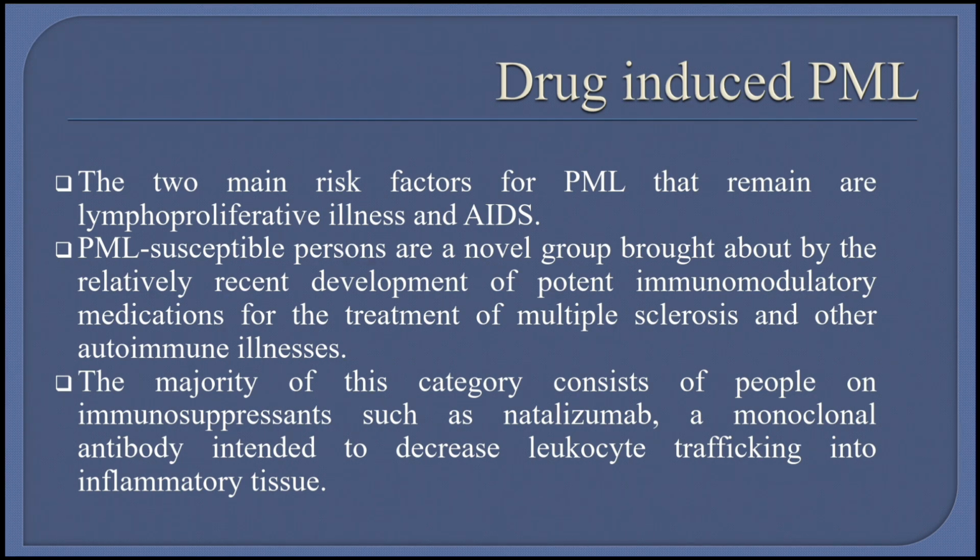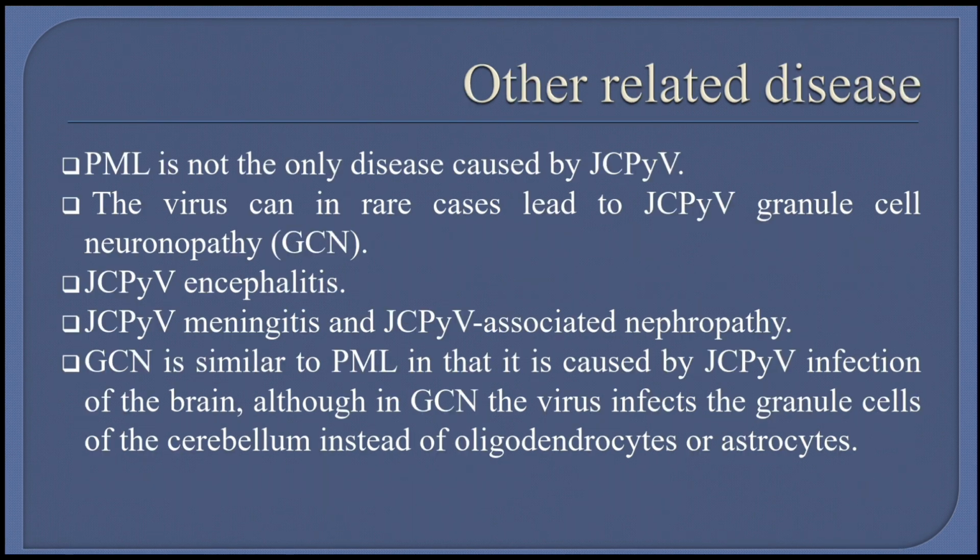Drug-induced PML. The two main risk factors for PML remain lymphoproliferative illness and AIDS. PML-susceptible persons are a novel group brought about by the relatively recent development of potent immunomodulatory medications for the treatment of multiple sclerosis and other autoimmune illnesses. The majority of this category consists of people on immunosuppressants such as natalizumab, a monoclonal antibody intended to decrease leukocyte trafficking into inflammatory tissues.